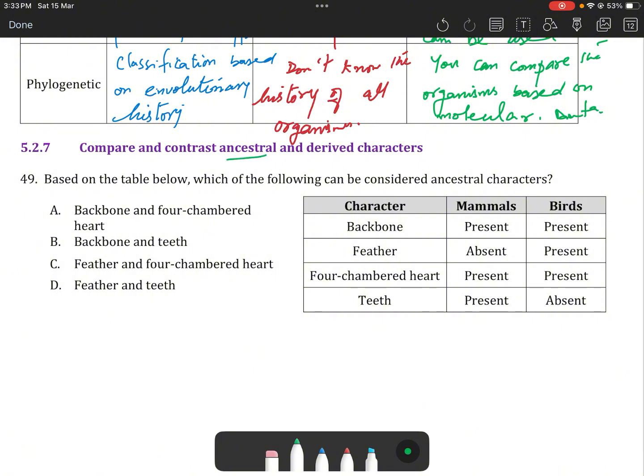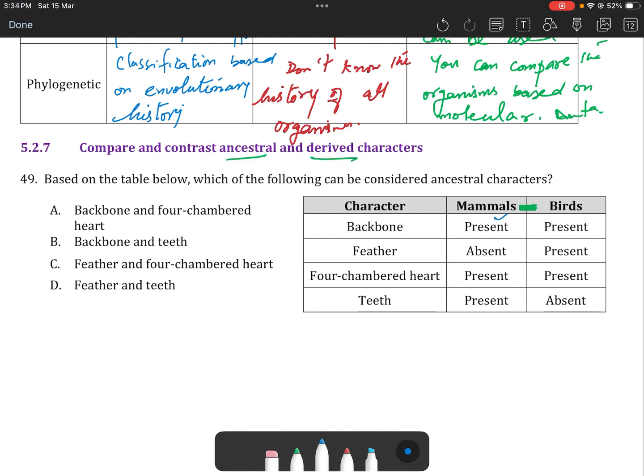Compare and contrast the ancestral and derived characters. If you go back, we have discussed what the ancestral characters are and what the derived characters are. So ancestral characters are the ones which are common between different species, while derived are very unique to an organism. For example, look, they are comparing mammal and bird together.